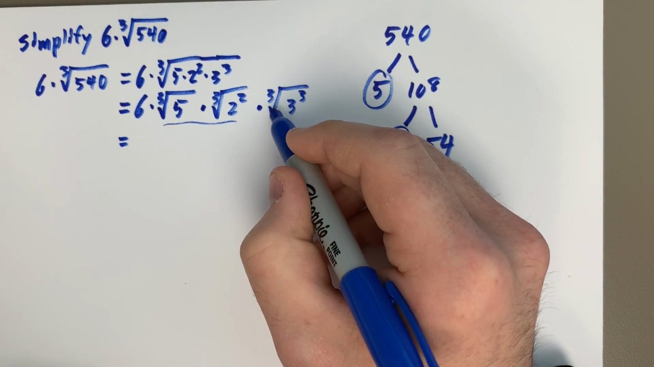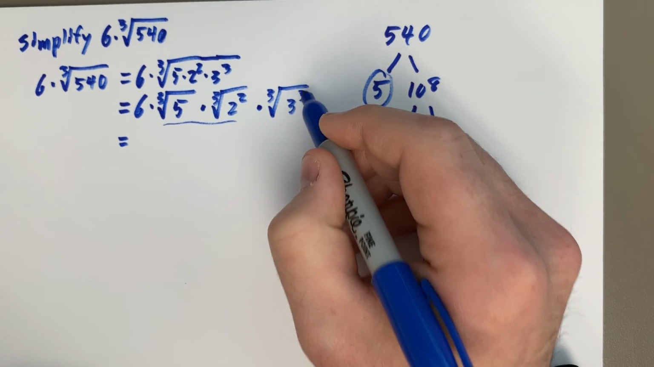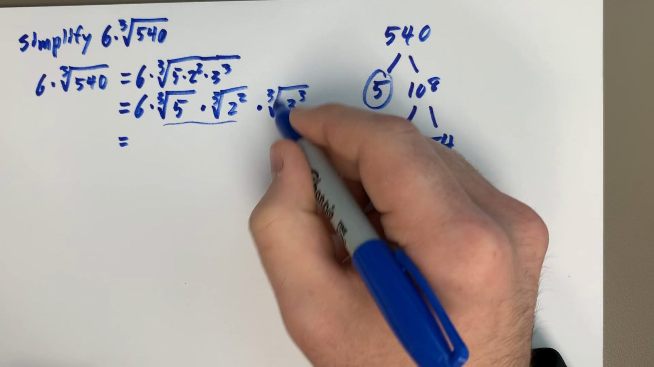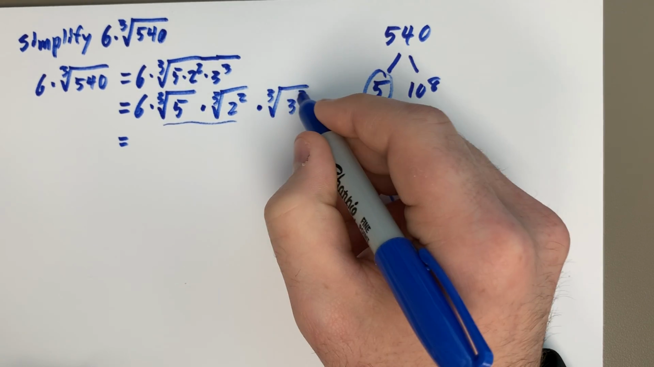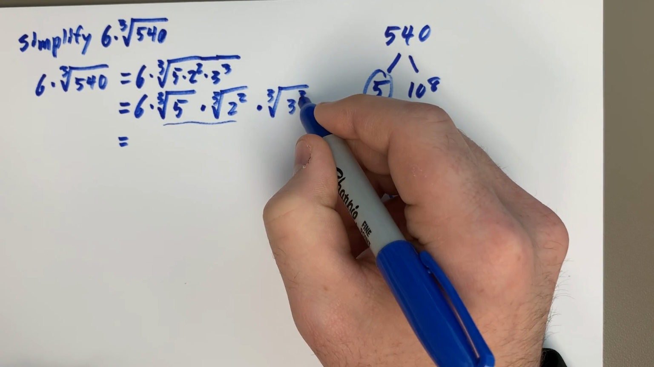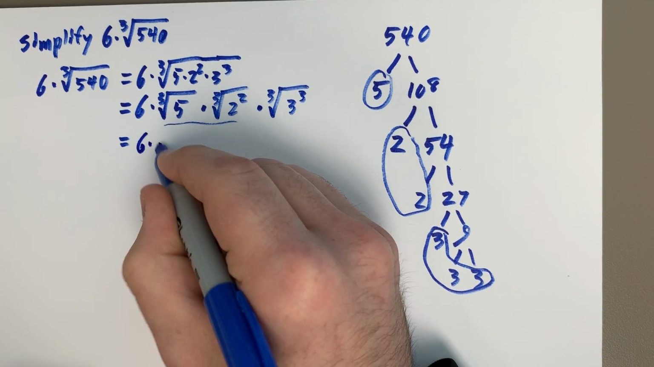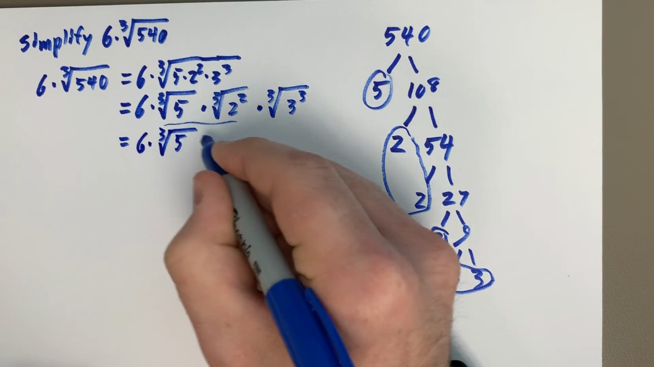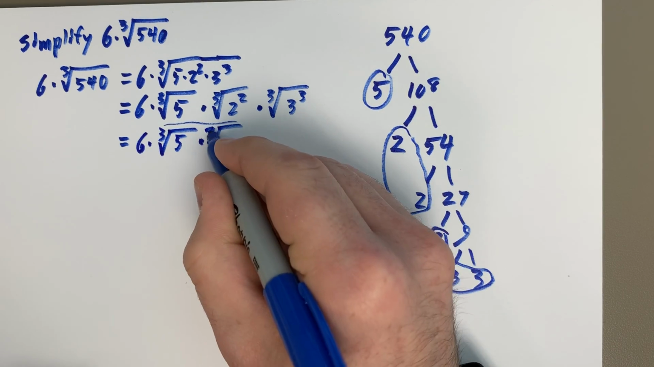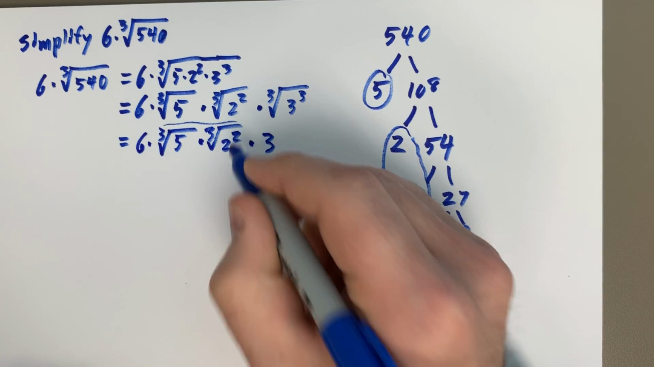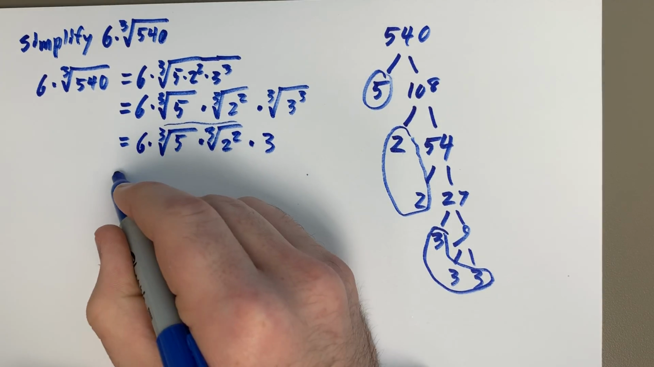I have a third root of 3 cubed. That cancels. So this ends up being just 3. The 3 in the third root cancels the third power. So rewriting, this gives me 6 times cube root of 5 times cube root of 2 squared times 3. And that 3 is not inside any radical.